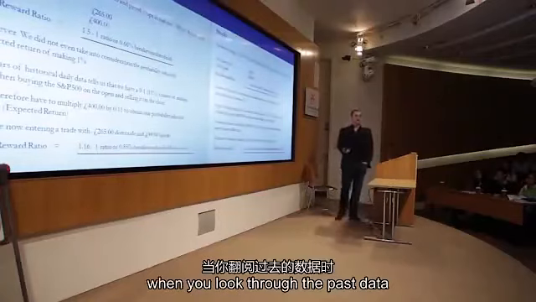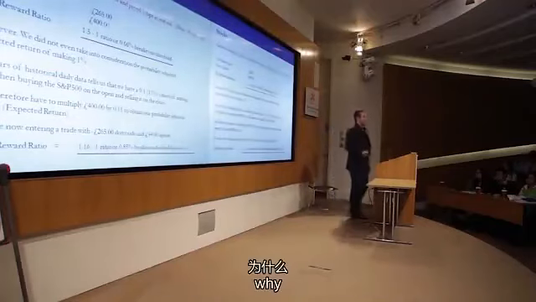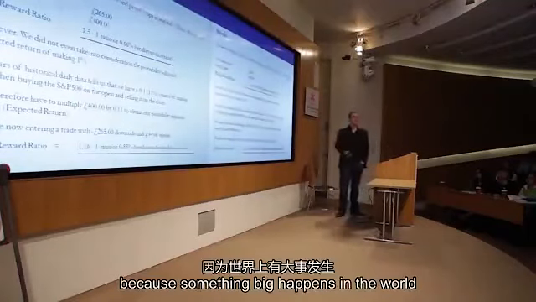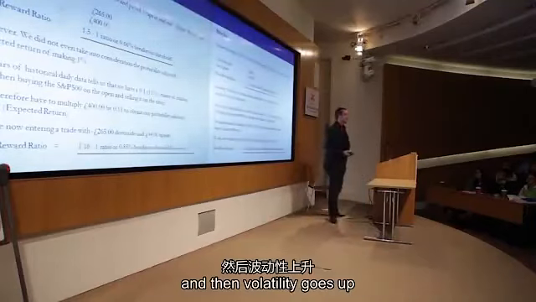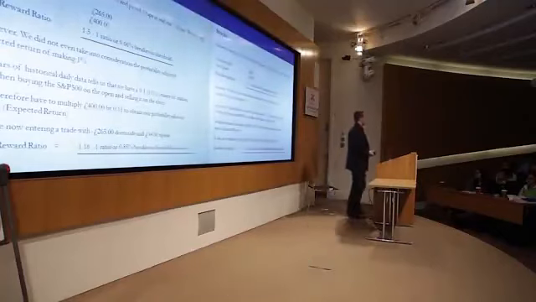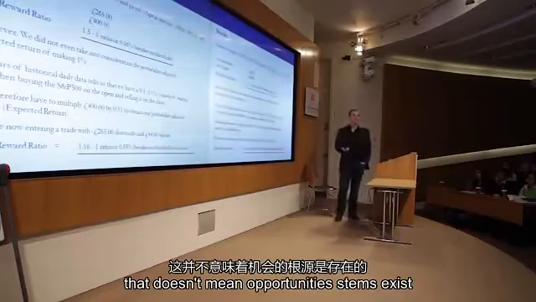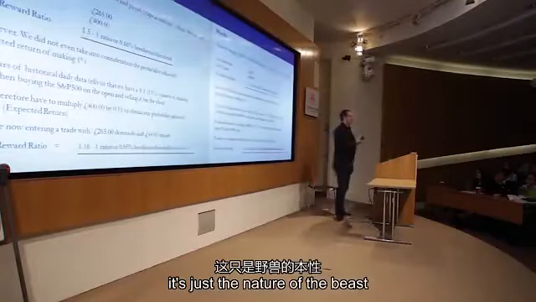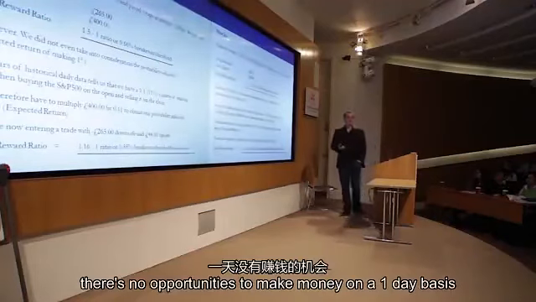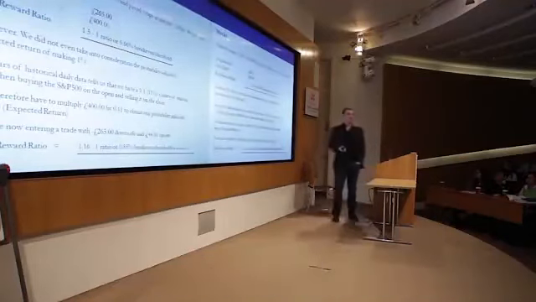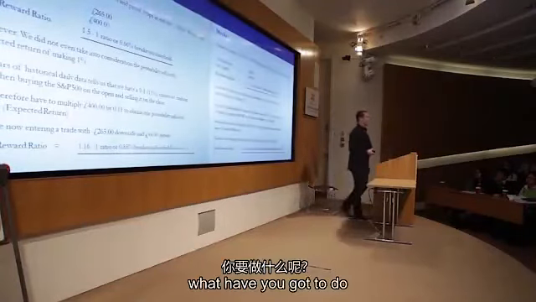But when you look through the past data, those periods of volatility all occur at the same time. Why? Because something big happens in the world where expectations change and then volatility goes up and opportunities occur. Opportunities to make money on a short-term basis. That doesn't mean opportunities don't exist full stop. It's just the nature of the beast. 80% of the time, there's no opportunities to make money on a one-day basis. So what have you got to do? What have you got to do?